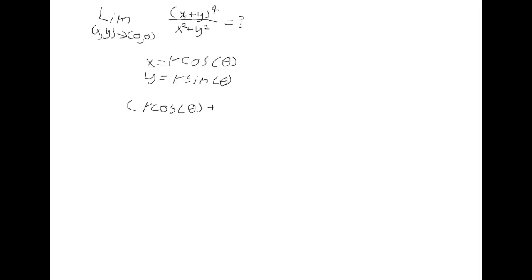So I just plugged this x in for r cosine theta, and now I'm going to do r sine theta to the fourth. Now this here is going to be r squared cosine squared theta plus r squared sine squared theta. And we can factor out the r squared there, and it's obvious that sine squared theta plus cosine squared theta is 1, so we're just going to have r squared on the bottom here.